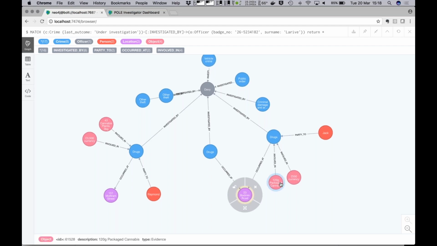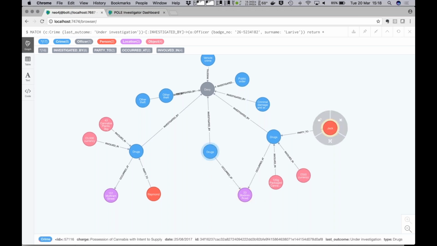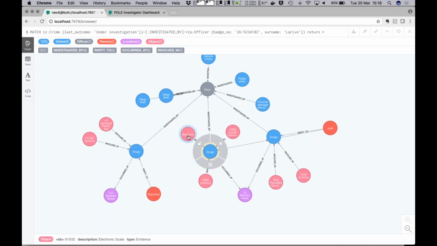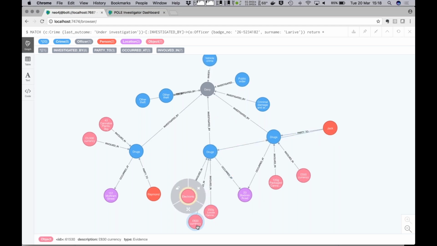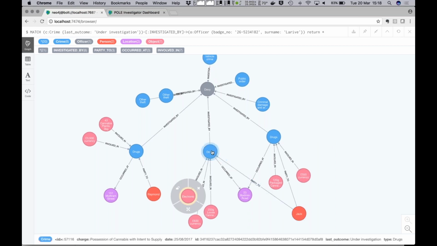Here we have some packaged cannabis and some more currency. We have Jack Powell, who's associated with this crime, party to this crime. And then if we expand the other one, we can see there's some more evidence, some more cannabis, some more currency, and a scale. So these things put together could indicate the intent to distribute cannabis, which I think is the charge, possession of cannabis with the intent to supply. And this Jack Powell is party to both of these crimes.